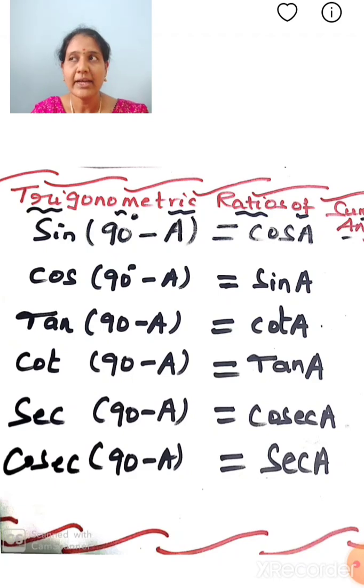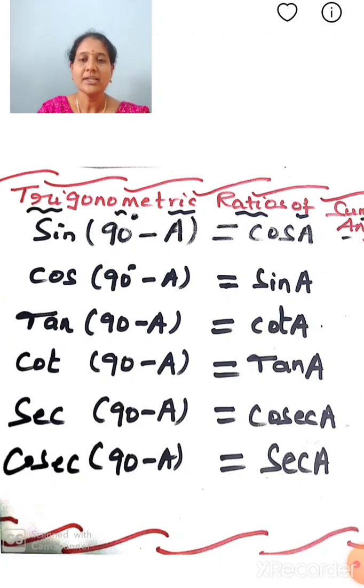If anybody asks you sec of 90 minus 20, what is the value? When 90 comes, the sec changes to cosec 20. Likewise, sin of 90 minus 5 degrees. What is the answer? Sin will change to cos for 90, cos 5 degrees.